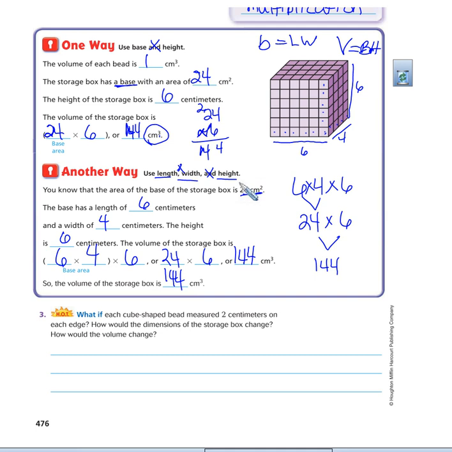Alright, so our HOT question, our higher order thinking question, is: what if each cube-shaped bead measured 2 centimeters on each edge? How would the dimensions of the storage box change? Well, it would increase, and how would the volume change? So what I would basically do is each of the dimensions would be twice as long.